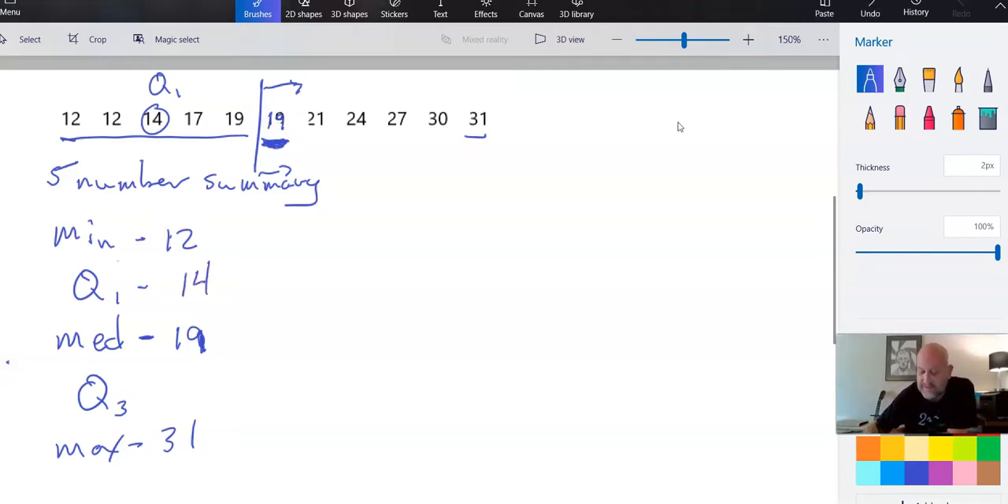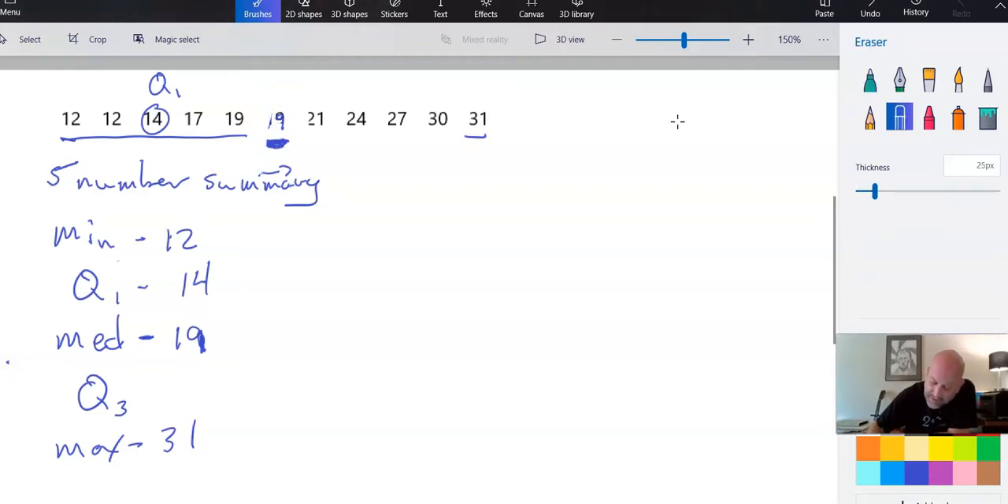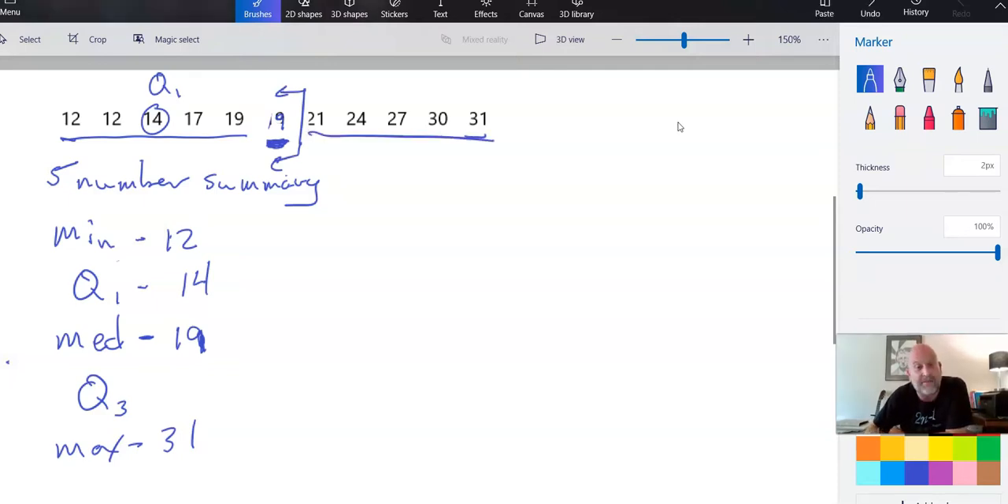Over here on the right-hand side, when I want Q3, again, I exclude the median. I don't use the median at all. I'm just going to get rid of everything on this end and just look at the top half now. What's the middle number in the top half? It's 27. And again, if you happen to have an even number when you do this, you average the 2 middle numbers. So you add them together and divide by 2.